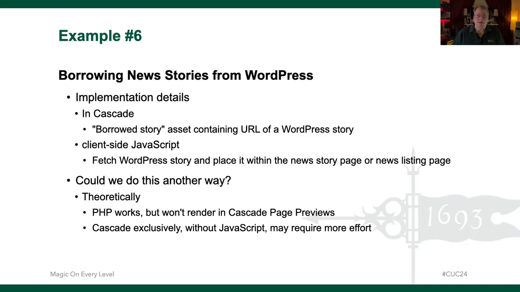Could we do this any other way? Well, theoretically, PHP would work in place of JavaScript, but as mentioned before, the results won't be available in Cascade page previews. Alternatively, we could try to use Cascade exclusively without JavaScript, but that would likely require triggering an update of the feed before publishing, plus any changes in WordPress like typo corrections require a refetch and republish before they would be reflected on our content servers.